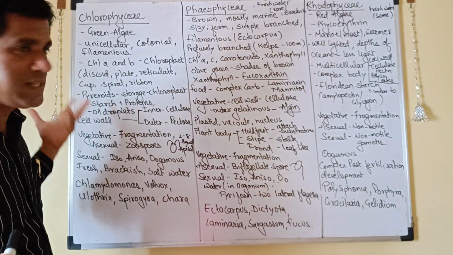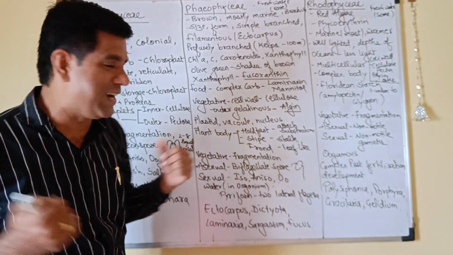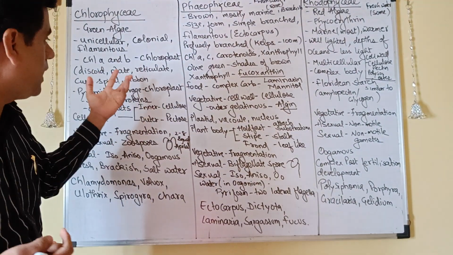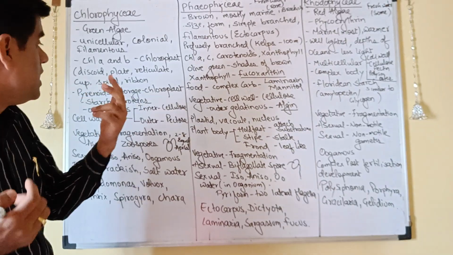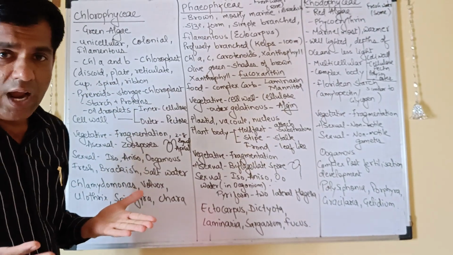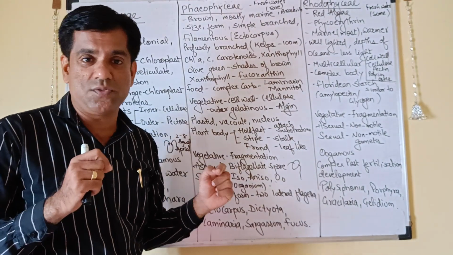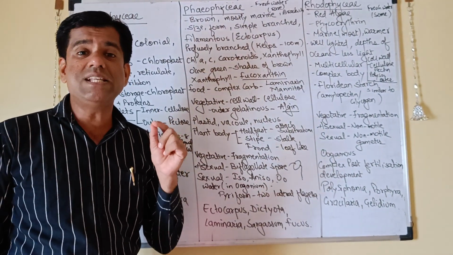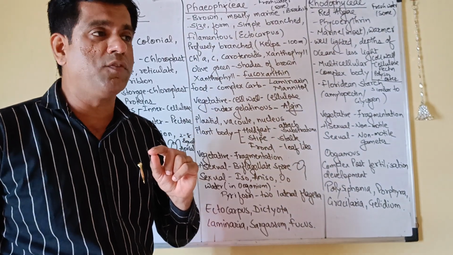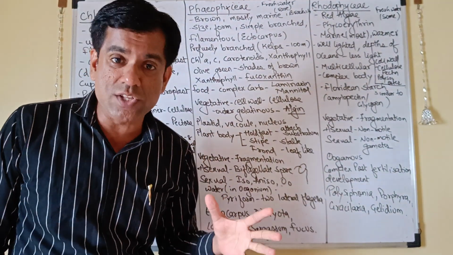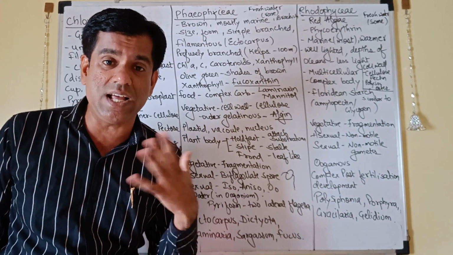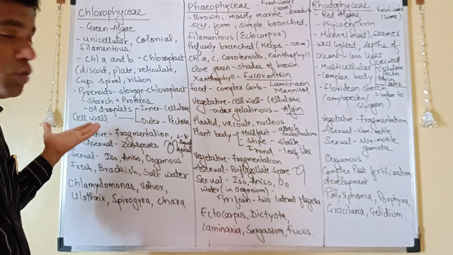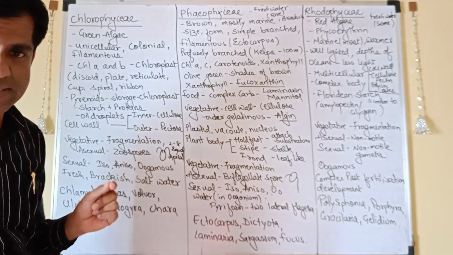So the chloroplast may be of different shapes and sizes, right? It may be discoid, plate, reticulate, cup shaped, spiral shaped, ribbon shaped. And the basic storage bodies found in many chloroplasts are your pyrenoids. Remember that these pyrenoids contain starch, and along with starch they contain proteins also. They also store food in the form of oil droplets.